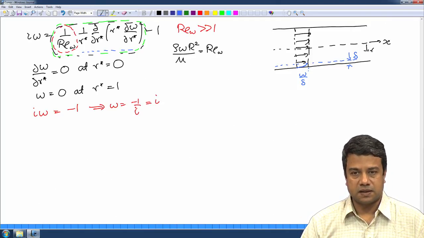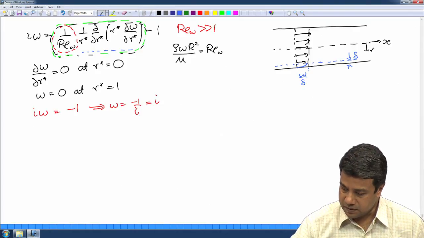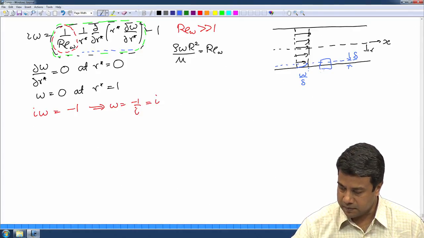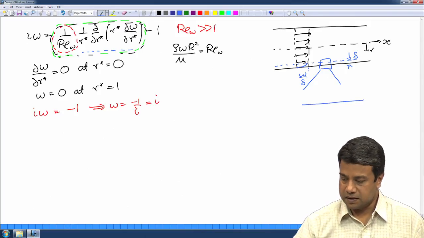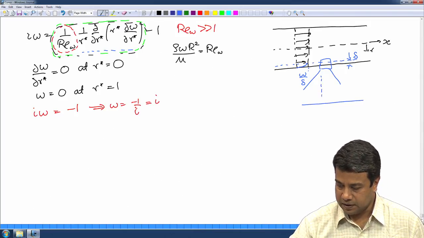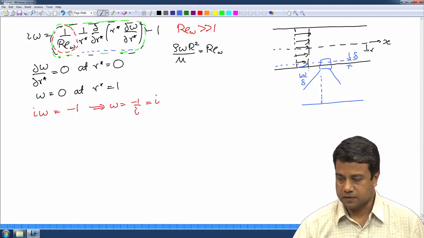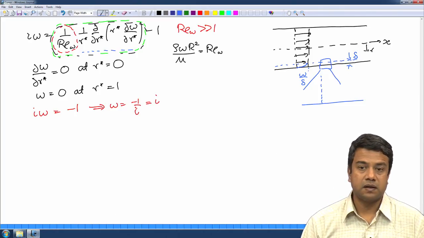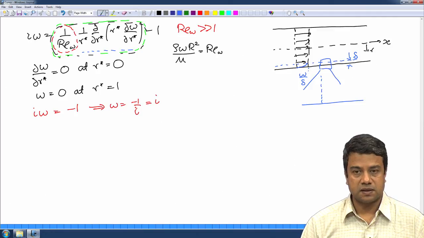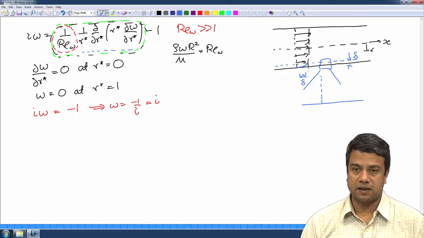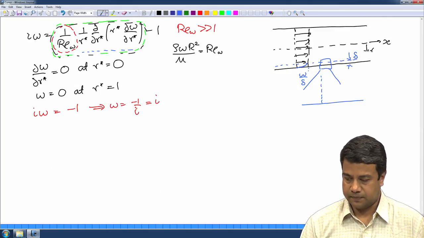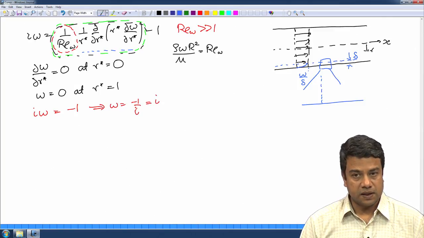So, how do I analyze this problem? What I need to do is to rescale my length scale in the region close to the wall, by delta, the small thickness, rather than by the pipe radius. Assume the length scale to be delta rather than the pipe radius. How will I calculate delta?